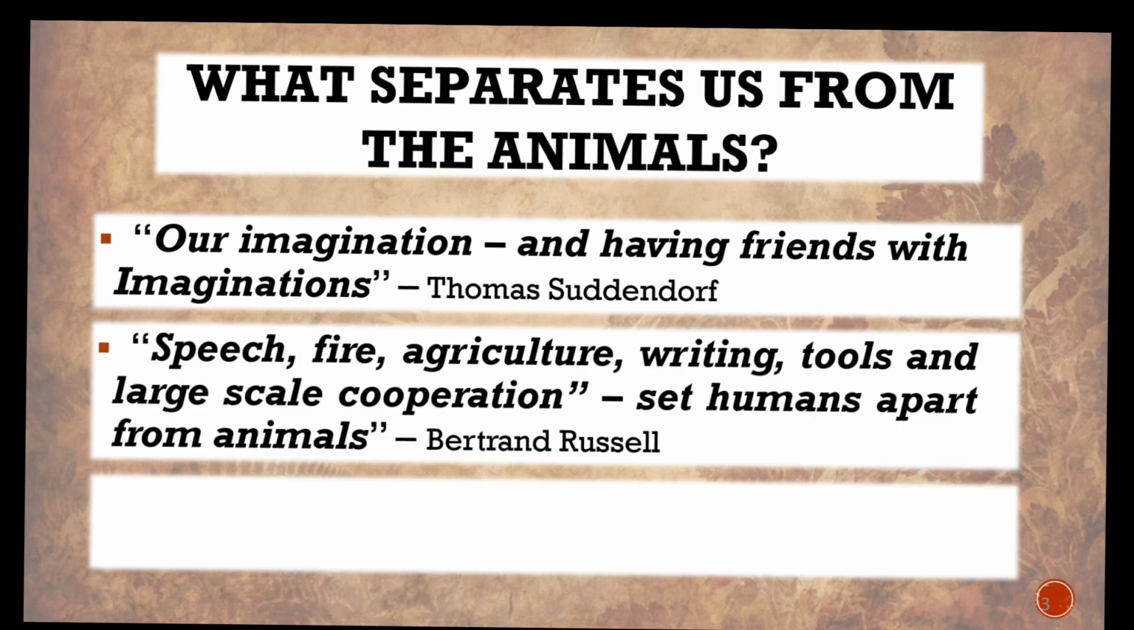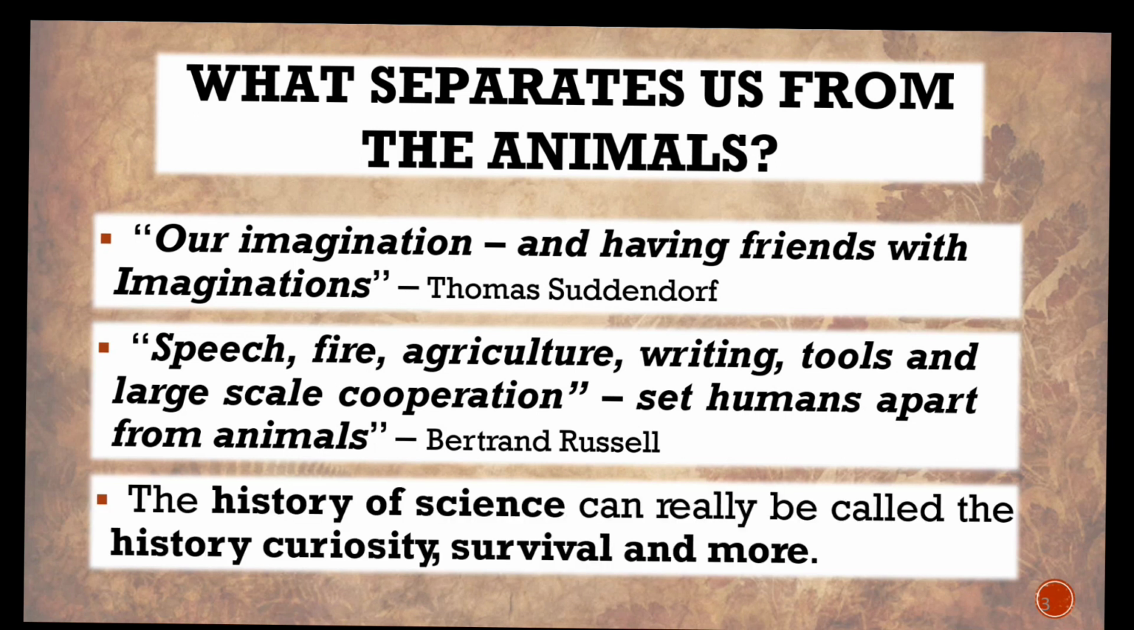Then, according to Russell, it is our ability to speak, so having our own speech, our ability to create fire, our ability to farm, to plant, and then to farm animals, and then our ability to write, then the creation of tools that we need, then having large scale cooperation. It sets humans apart from animals. So that is according to Russell.